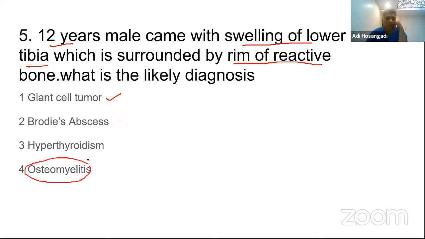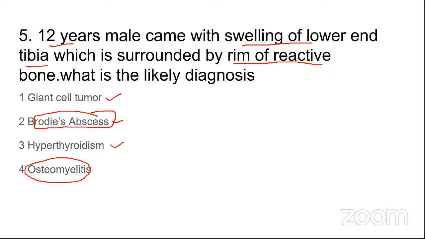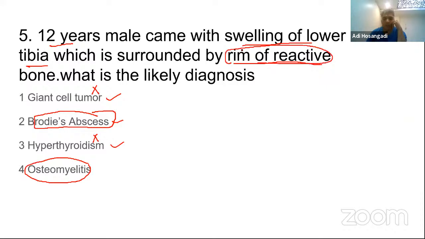Osteomyelitis, okay. There are three more options. Listen. Brodie's abscess. Okay. So certainly you have ruled out giant cell tumor and hyperparathyroidism. Now the confusion stays between osteomyelitis and Brodie's abscess. Please remember, a rim of reactive bone is an indicator that the right answer is Brodie's abscess.